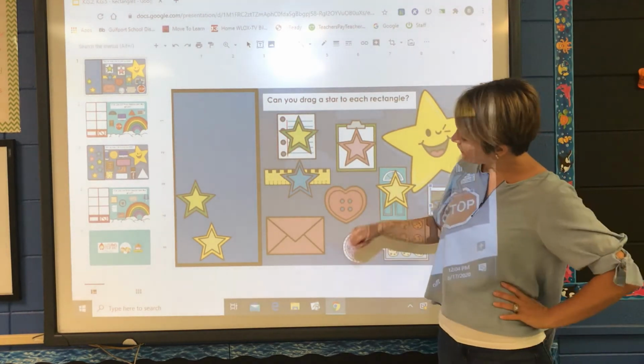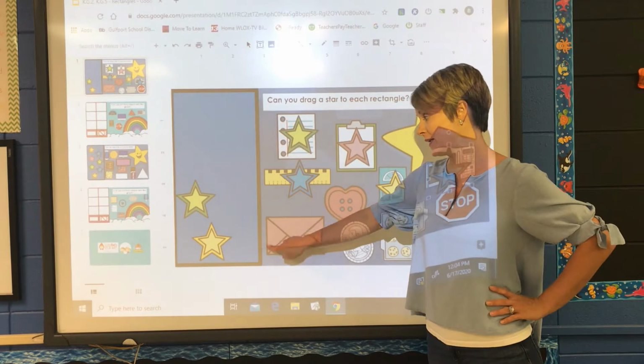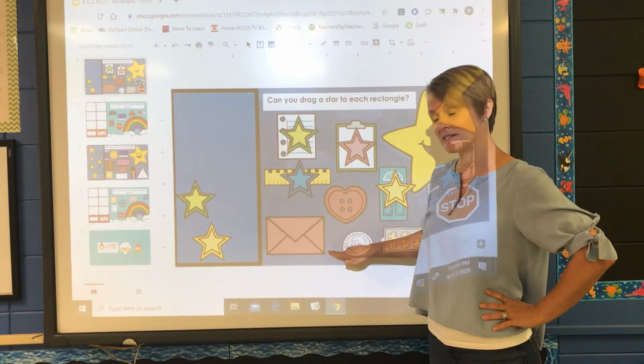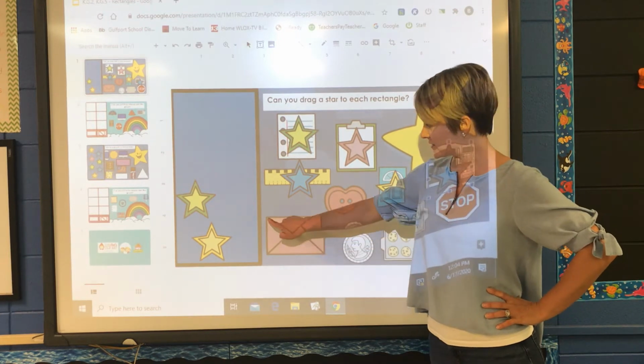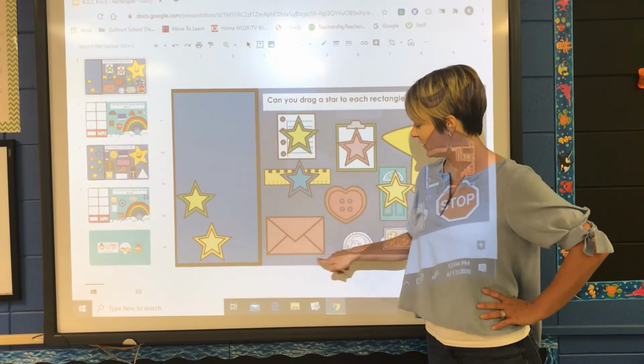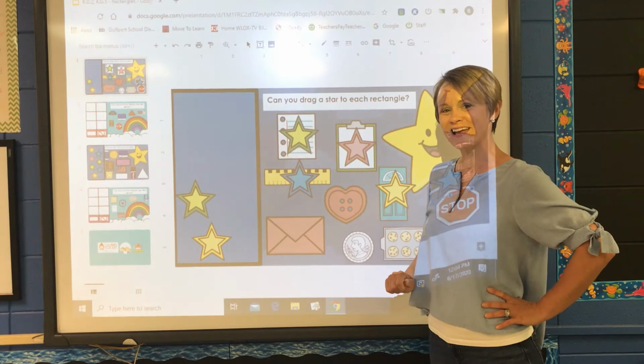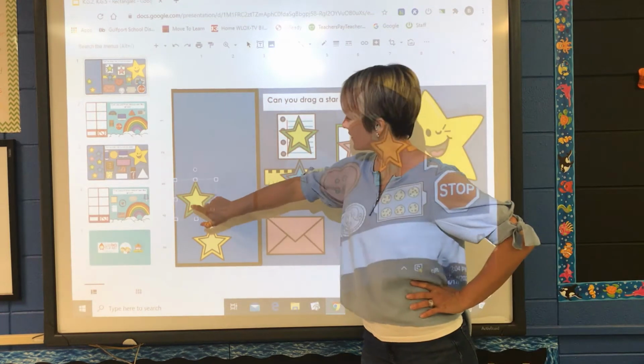What about this envelope? I do see 2 short sides and 2 that are longer. I see 1, 2, 3, 4 points. That's a rectangle.